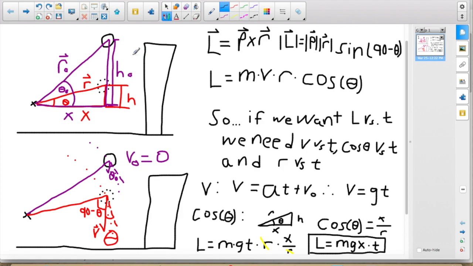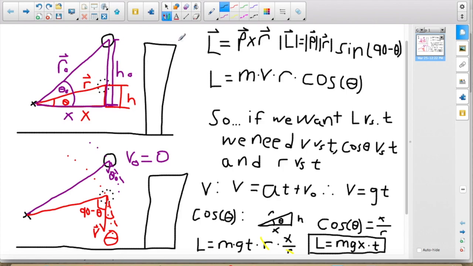So, first of all, question 5 asks, the setup is there's this point P right here that I've represented with an X. There's a ball that's dropped from a tall building, and what they ask you to do is graph the magnitude of the angular momentum versus the time that has passed.